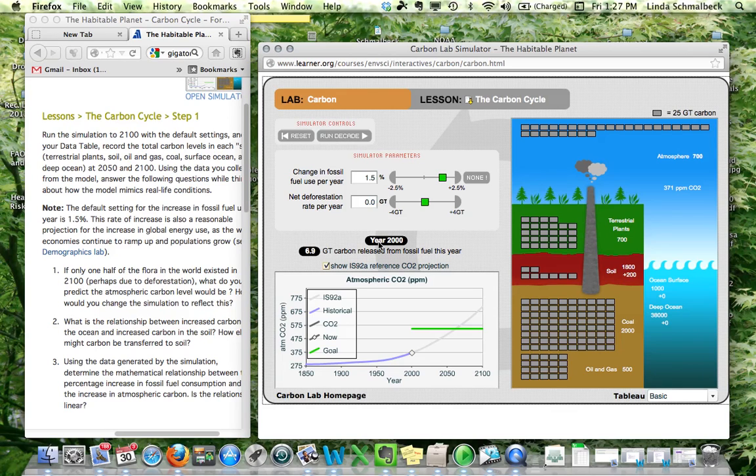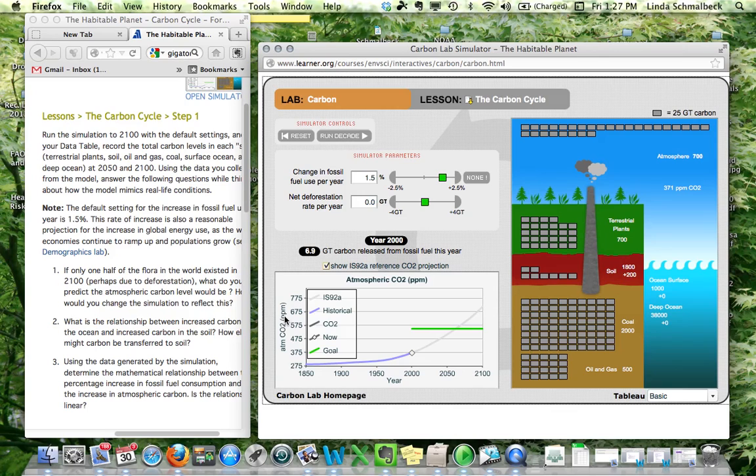So all the simulations in this cycle start at the year 2000, and it shows you in the year 2000 how much carbon was released from fossil fuel. So 6.9 gigatons. A gigaton is 10 to the 9th ton, so a whole bunch of carbon released in the year 2000. And then down here is a graph, and you can get values from the graph by just hovering over it. The purple line is the historical emissions of carbon.